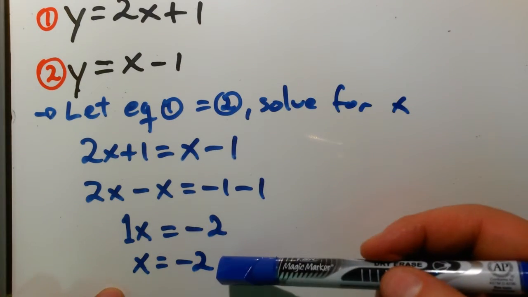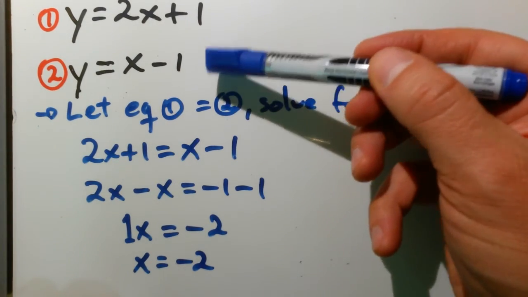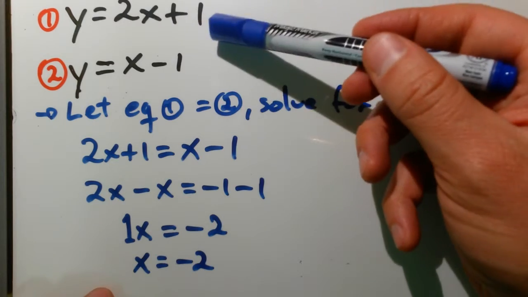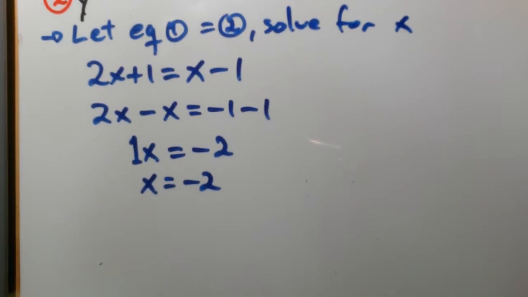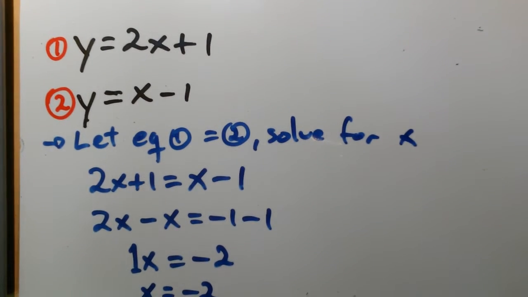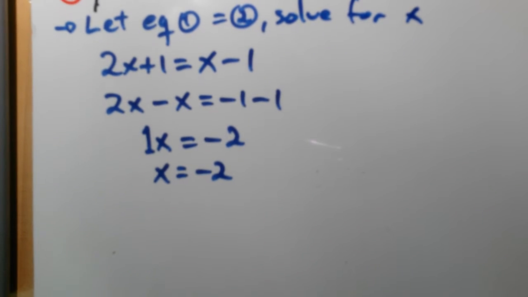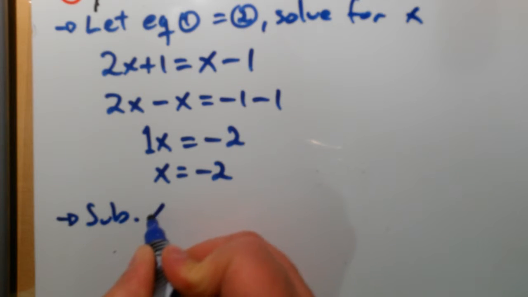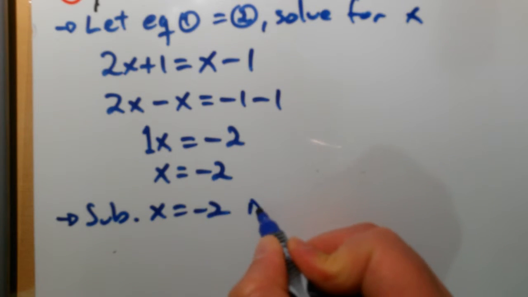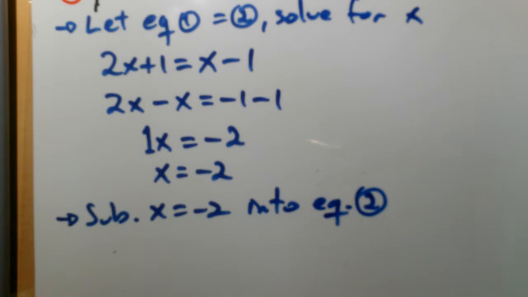Now that we found our x coordinate, we can use it to find our y coordinate. Take this and substitute it into either equation 1 or equation 2. It doesn't matter. Let's do that right now. I'm going to substitute it into equation 2 since it seems to be simpler. So the next step is to substitute x equals -2 into equation 2. You can also put it into equation 1 and we should get the same answer.